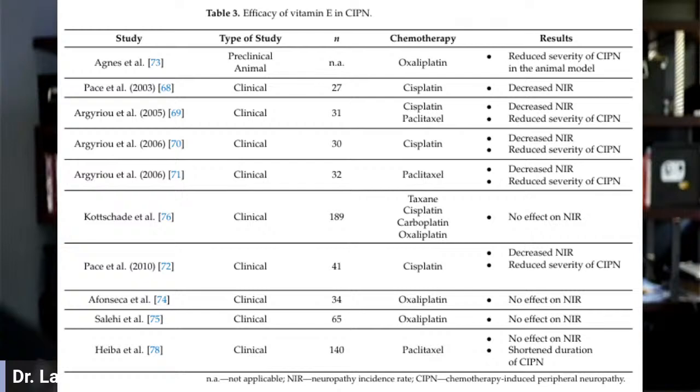And then finally, we look at vitamin E, and we can see that it did reduce the severity, and it also decreased the incidence in some across some studies where you had 189, 30, 41 different patients that were trialed. So it's a possibility of using nutritional type supplements that can give you some benefit.